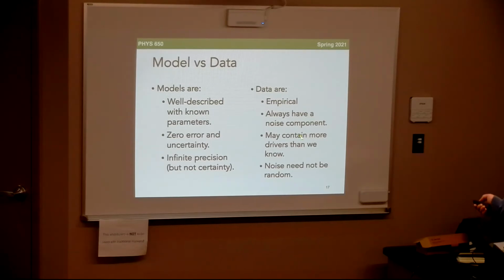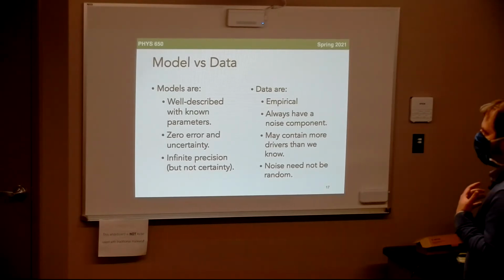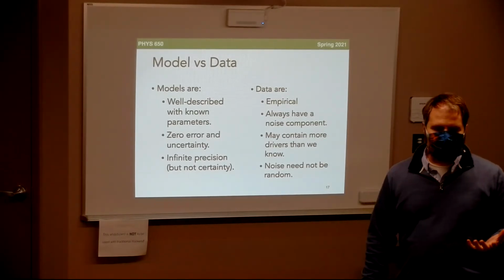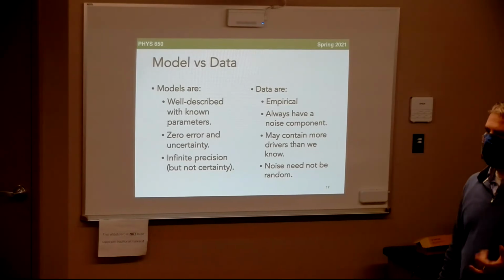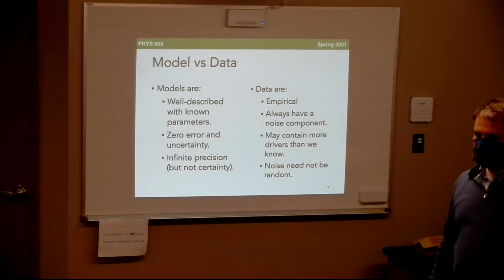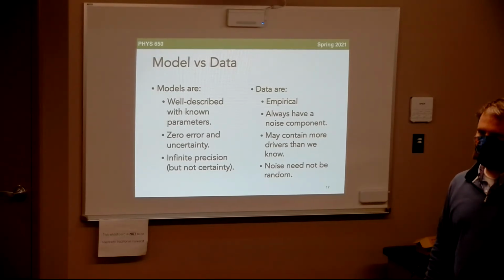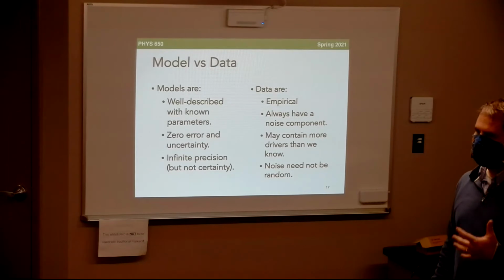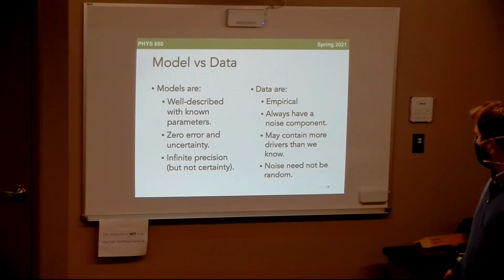They may contain more drivers than we know, and the noise need not be random. This is the part that I feel a lot of physicists and astronomers fall into. They always assume that whatever the leftover fluff in the data is, like the fact that it scatters around the line, is random. It need not be random, right? That could be a secondary effect, could be an additional signal.